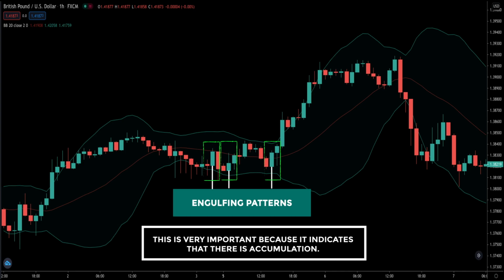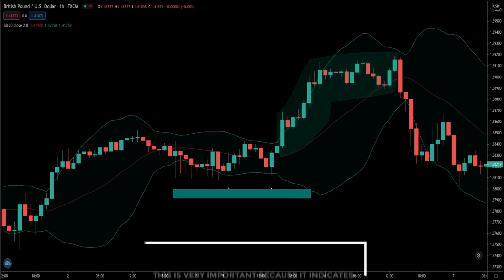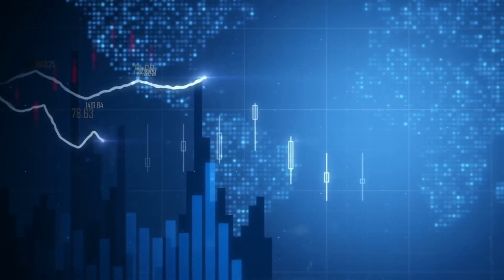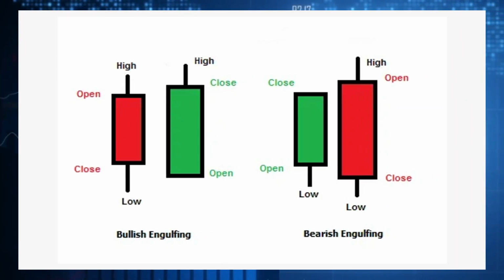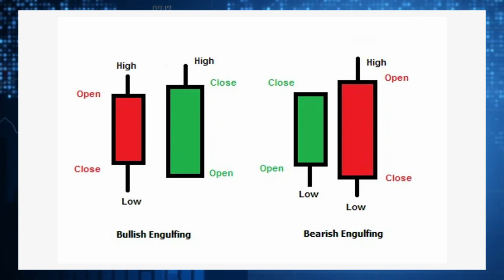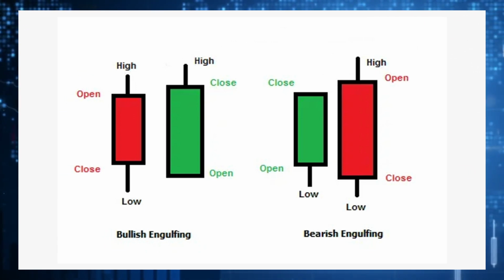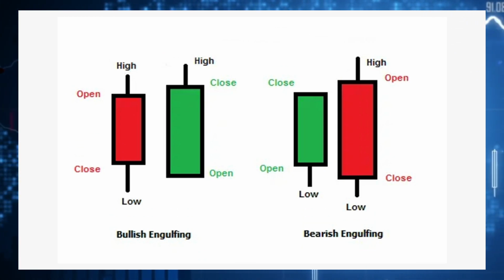Now this is very important because it indicates that there is accumulation. And when there is accumulation, price breaks out explosively after that. In case you do not know what an engulfing pattern looks like, it's simple really. It's where a candle engulfs the previous candle. I have an illustration for you right here, and you can see that it isn't that difficult to recognize it.